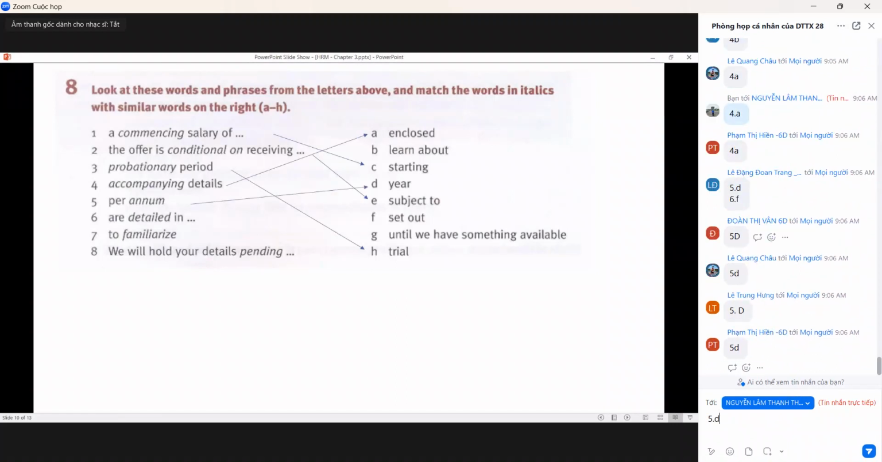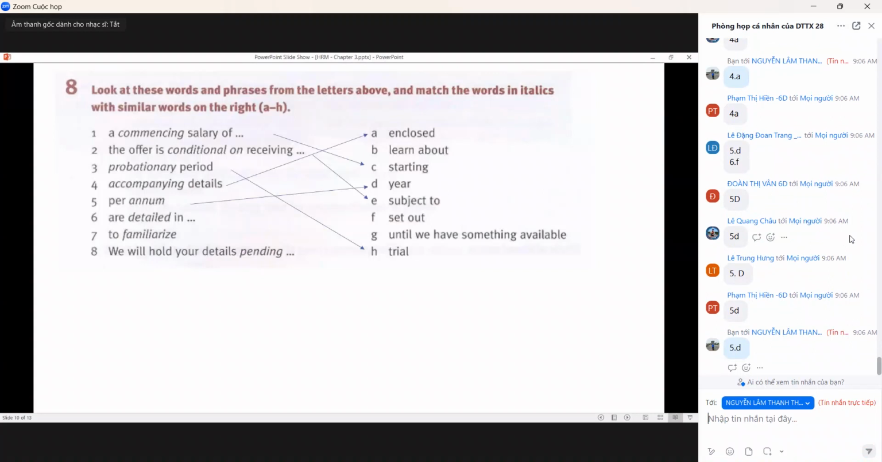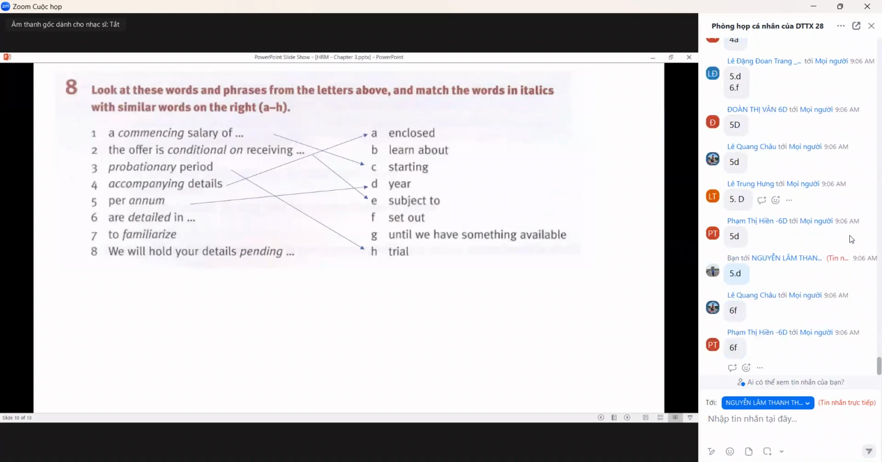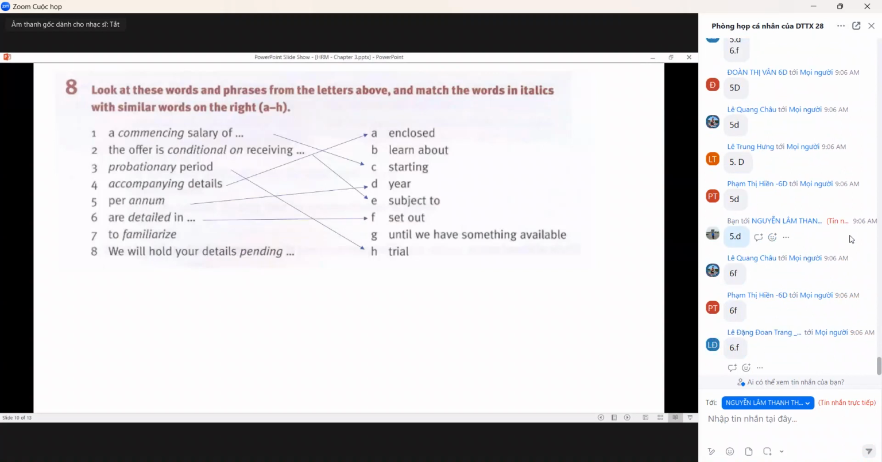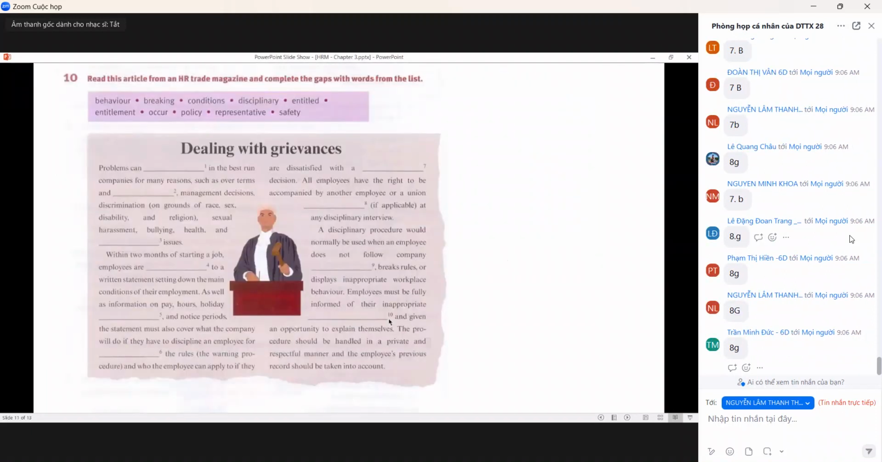5D. Yeah. Are detailed in 6. What is number 6? 6F, set out? Yes. 7, to familiarize. To familiarize. 7B, learn about. Yes. We will hold your details pending. So 8G. Okay. So now next.